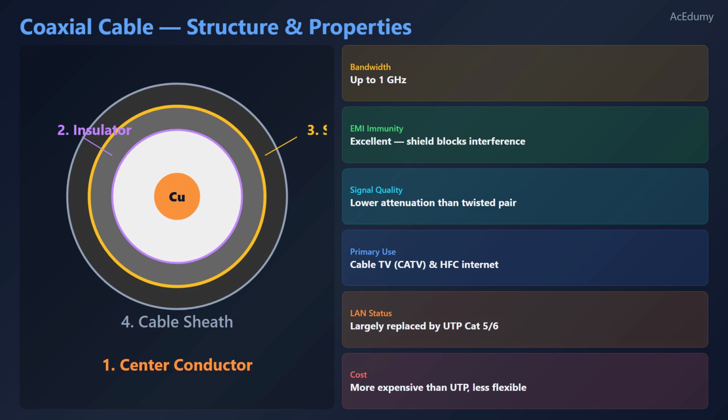This concentric design gives coax two key advantages. First, it supports very high frequencies, up to about 1 GHz. Second, the outer shield makes it largely immune to EMI, electromagnetic interference, unlike twisted pair, which is highly susceptible. The thick center conductor supports high-frequency signals with much lower attenuation than twisted pair over the same distance. Today, coax is still widely used in cable television networks and the last-mile connection to homes, though in LANs it has been largely replaced by UTP Category 5 and 6 cables.